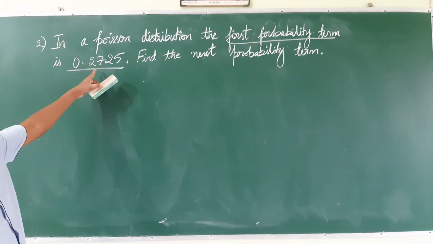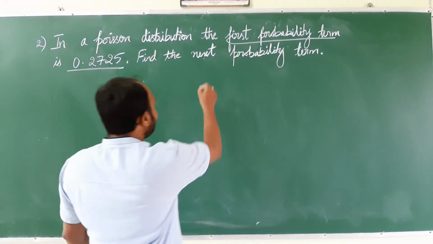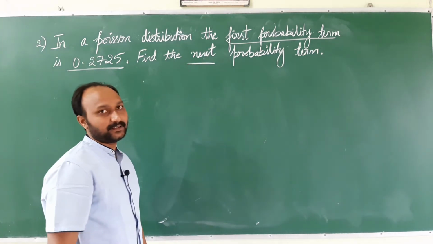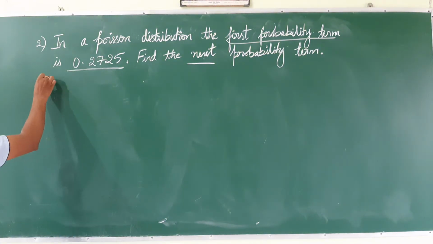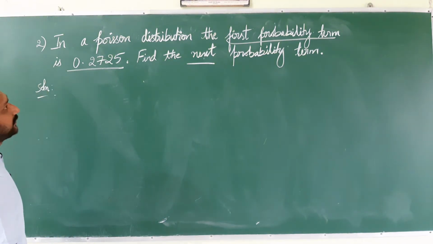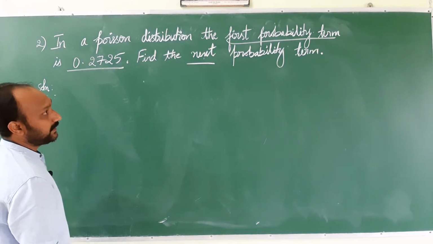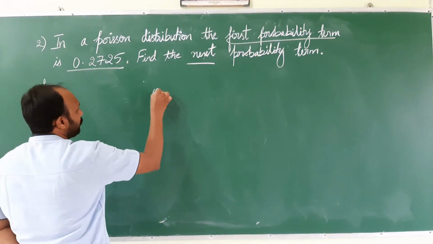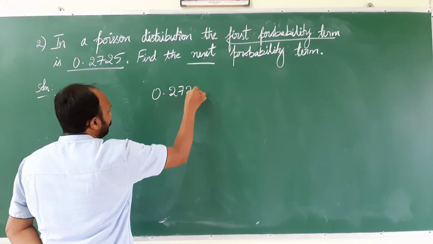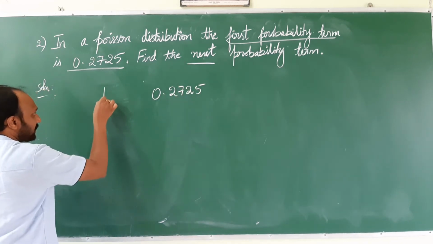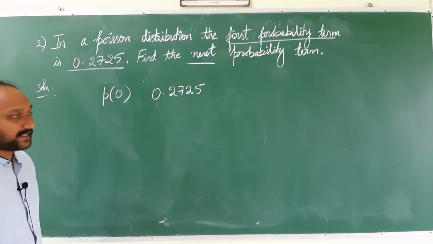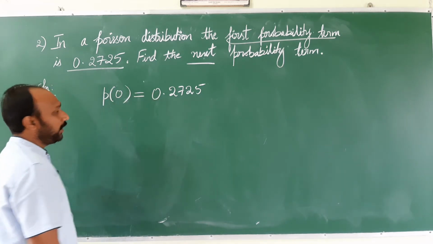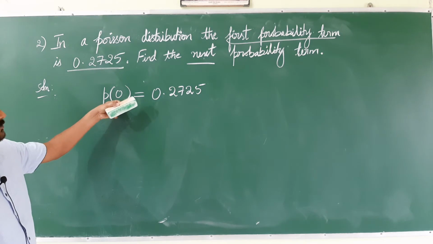It is 0.2725. Find the next probability term. You've been asked to find the next probability term. So it's a very simple question, a simple answer. What is the first probability term value? 0.2725. It means it is the probability of 0, correct? It is the probability for x taking the value 0. It will be the first probability term.